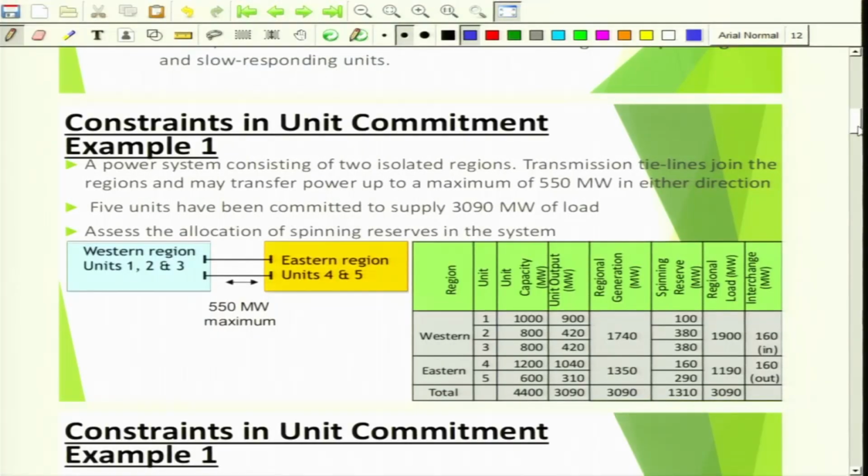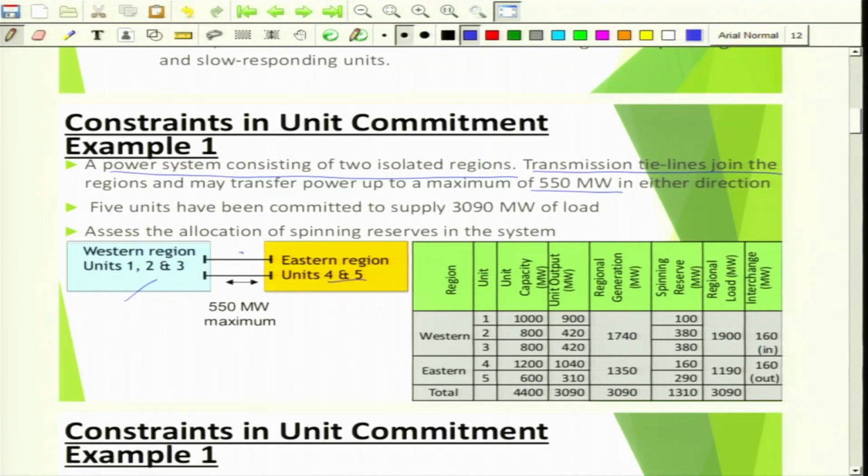Now, let us take an example to understand. Let us say a power system consisting of two isolated regions. We call one the western region, where there are 3 units running, 1, 2 and 3, and there is an eastern region where there are 2 units, units 4 and 5. Now transmission tie lines join the regions and may transfer power up to a maximum of 550 megawatt in either direction.